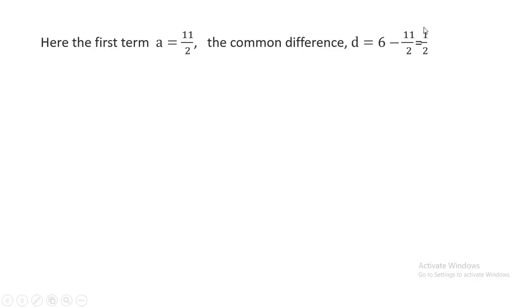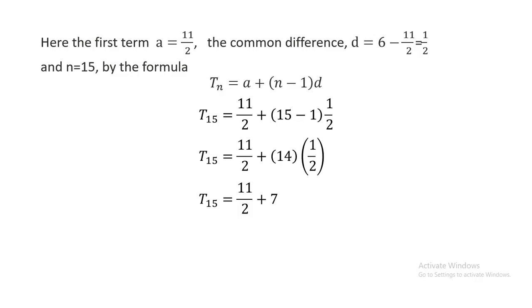Now the common difference in this sequence is 1 by 2 and the 15th term is required, so n equals 15. Now by using the formula we have t of n is equal to a plus (n minus 1)d. We're going to substitute all the information that I have written out here, that is a, d and n, into this formula to find my answer. Now as you can see I have written a as 11 by 2, n was 15, d is 1 by 2. So after simplification this is my final answer, that is 23 by 2 will be my 15th term of this arithmetic sequence.